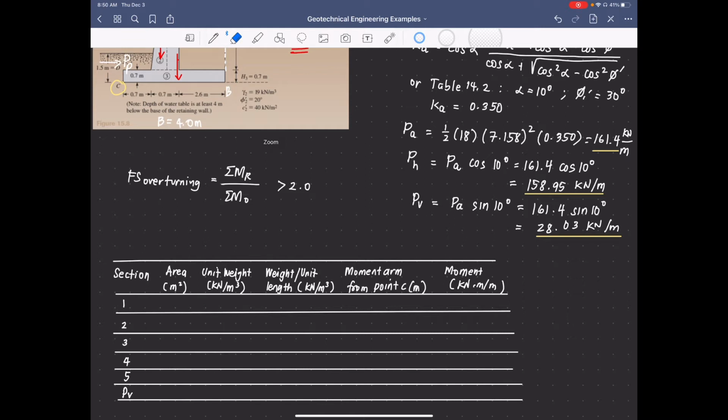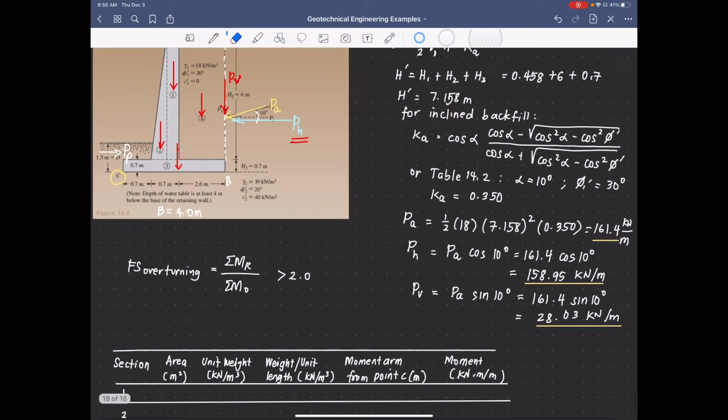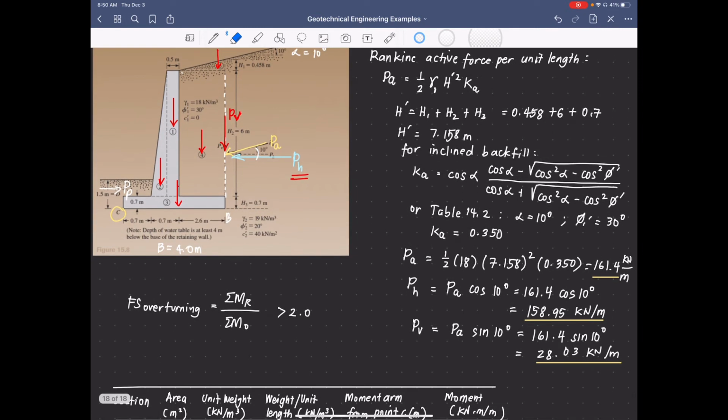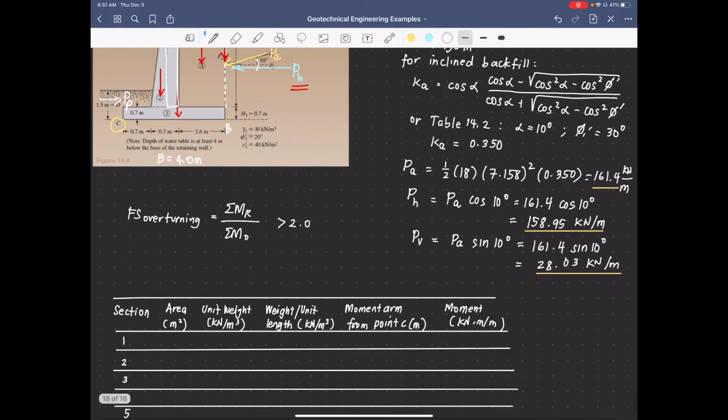For section 1, we have the concrete here, and we have a section equal to the height of this wall. If we consider from here up to here, that would be 0.5 by 6 meters.